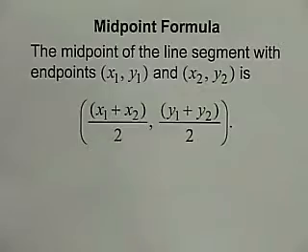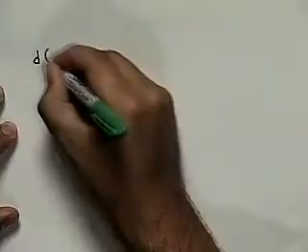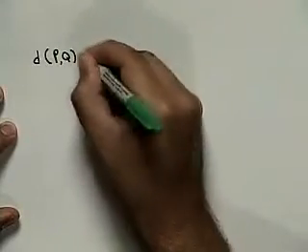So let's take a look at an example that asks us to use the midpoint formula and the distance formula. Here we're asked to find the distance between point P and Q and the coordinates of the midpoint of the segment joining both P and Q. We're given that point P is the point (-8, -2), and point Q is the point (-3, -5). So in order to find the distance between them, what we need to do is set up the distance formula.